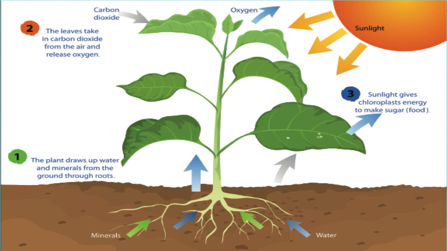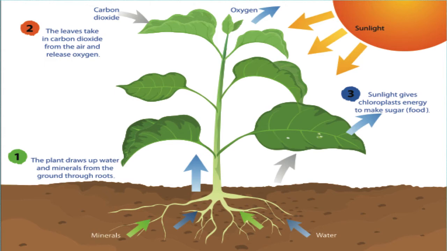In number 1, we have the plants draw up water and minerals from the ground through the roots. This is the first process of photosynthesis, wherein water and minerals come up from the roots to distribute to all different parts of the plants. Second, we have the leaves take in carbon dioxide from the air and release oxygen. The third process is sunlight gives chloroplast energy to make sugar or the food.